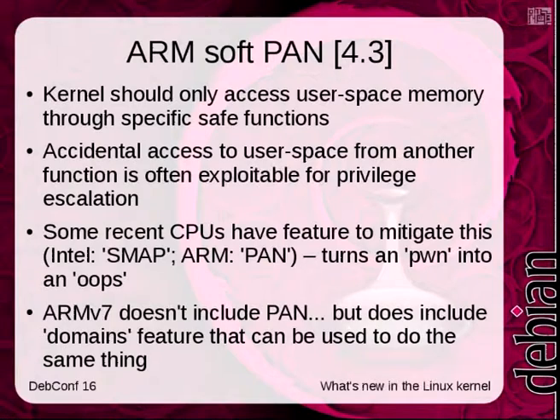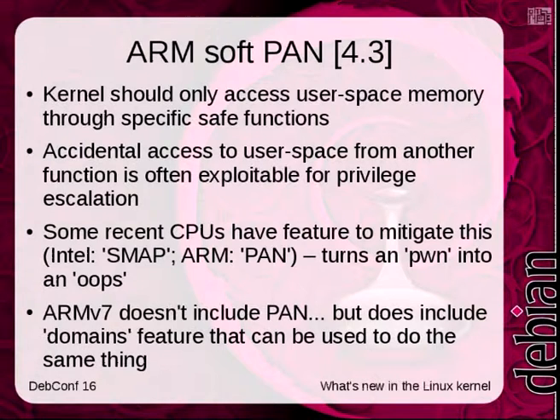So ARM, or ARMHF specifically, got a nice security mitigation. There are specific safe functions that the kernel is supposed to use whenever it copies data between user space and kernel space. And if it doesn't do that, it's a bug. It might be a bug with quite serious security impact. This is a known problem. There are mitigations against it in grsecurity. There are also hardware mitigations against this.